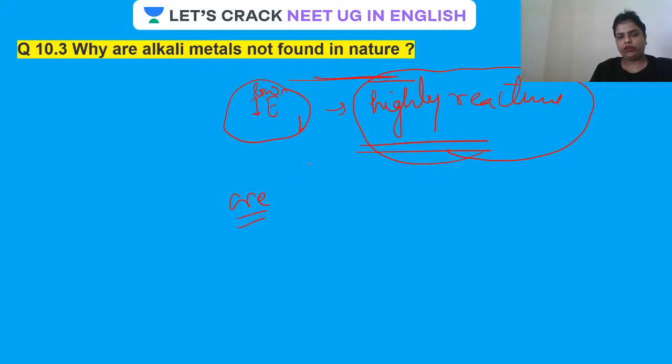Okay, so if you talk about halides of alkali metals, where do we find them? Yes, we find them from the sea. For NaCl, for example, the sea is the major source for that, isn't it?